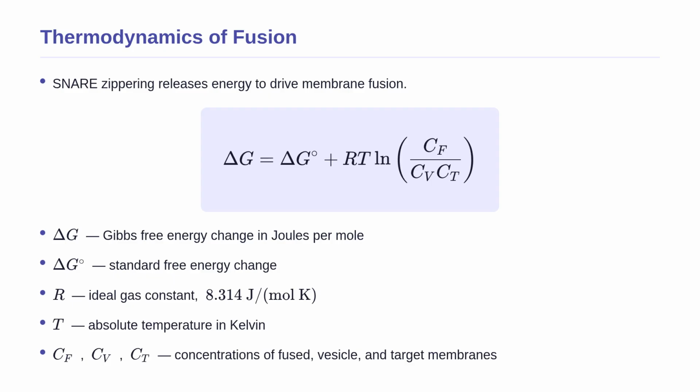The fraction represents the concentration of fused membranes over the separate vesicle and target membranes. When SNAREs zipper, they release massive energy, making delta G highly negative. This physically forces water out of the way, driving the membranes to fuse.